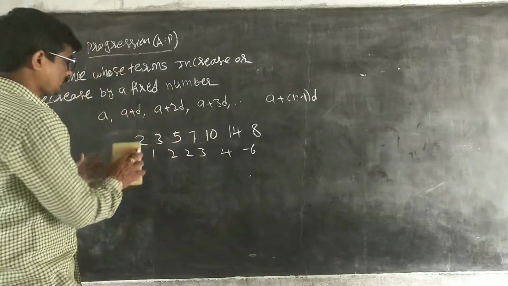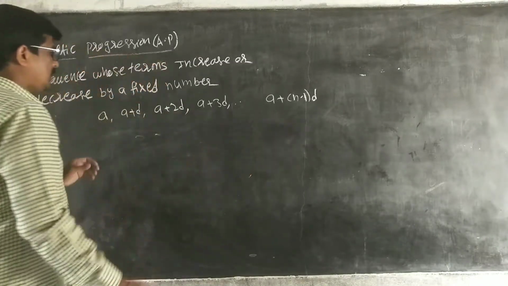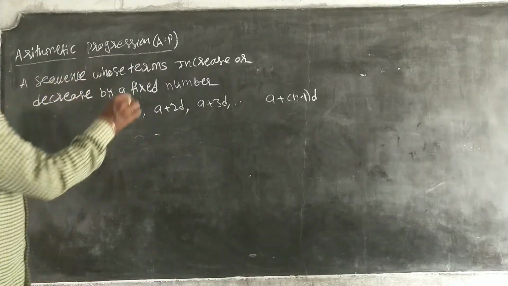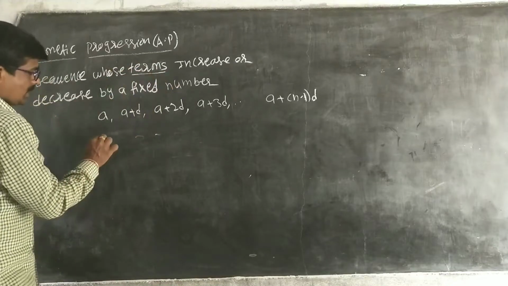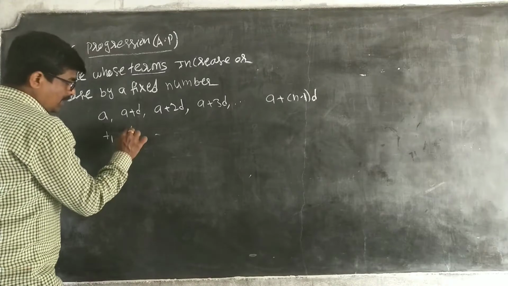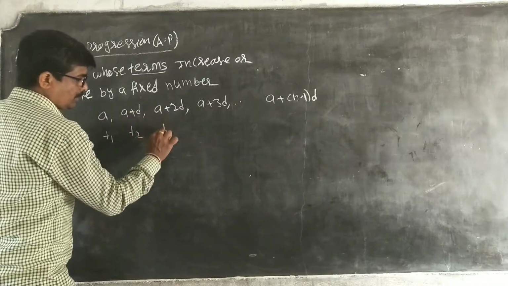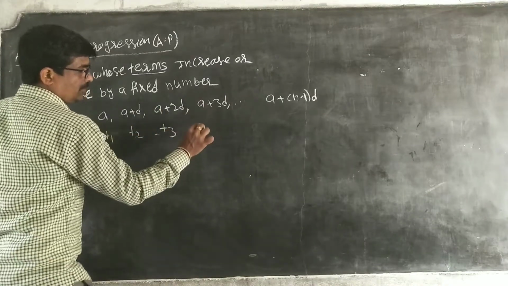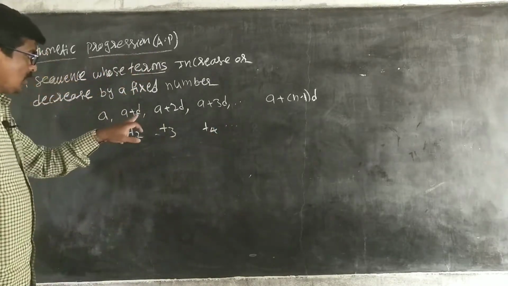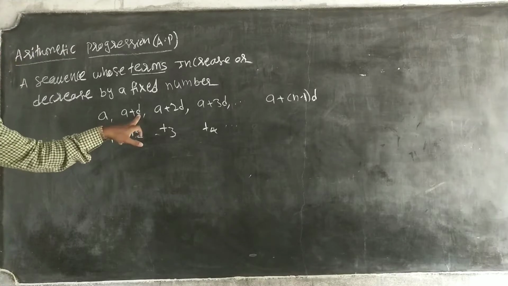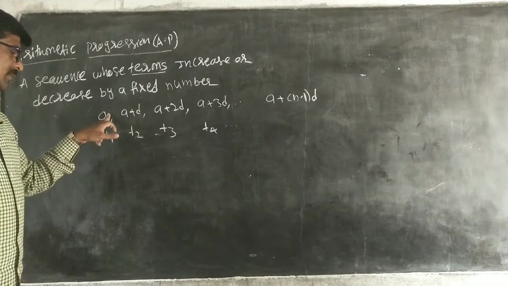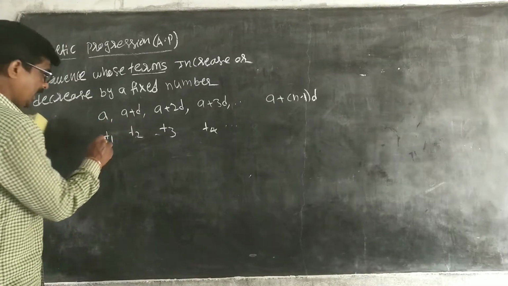Now observe here. Whenever you are taking a series, we are taking terms. This is the first term T1, this is the second term T2, third term T3, fourth term T4, and so on. Observe here: the coefficient of D is 1 for the T2 term, and similarly for the next term.